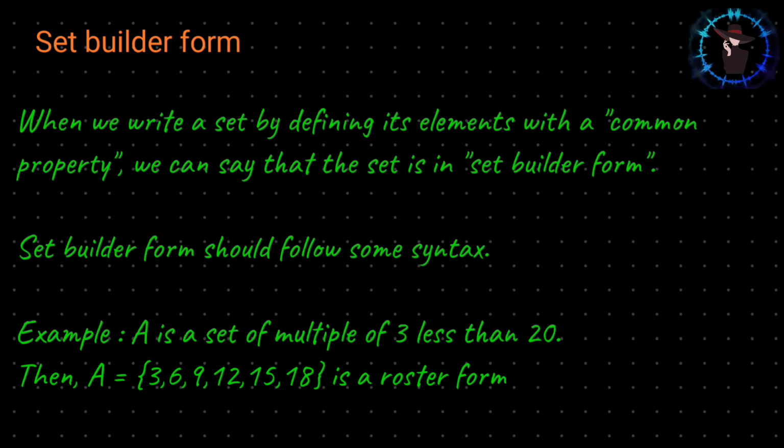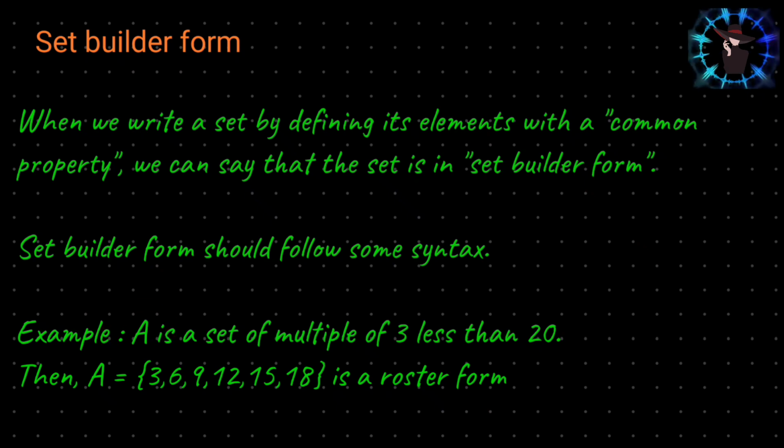Let's take a roster form as an example and convert it into set builder form so that we can understand better. A set of multiples of 3 that are less than 20. So what are the multiples of 3? 3, 6, 9, 12, 15, 18, right? All of these are considered the 3 table, right? It should be less than 20. The next number is 21, which is greater, so we'll stop at 18. So what's the name of the set? A. This is the roster form.